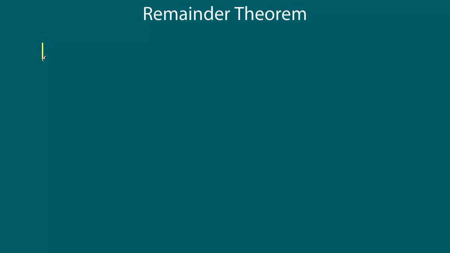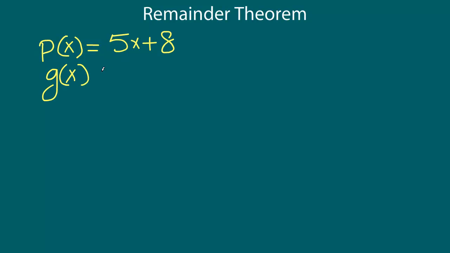Let's take our dividend polynomial as a linear polynomial first, then a quadratic polynomial, and then a cubic polynomial. So why don't we take our first polynomial as 5x plus 8. We want to divide this by x minus 1, and see what the remainder is. The remainder theorem is telling us, this is in the form x minus a, so a equals 1. So the remainder theorem is saying simply find the value of the polynomial at 1, and that should give us the remainder.